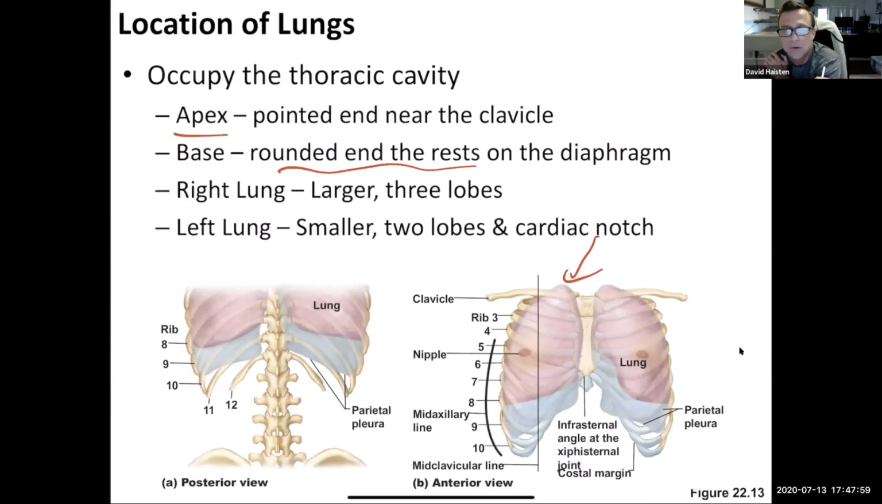So you have the pleural cavity and you have the parietal and visceral pleura. The parietal pleura is lined inside the thoracic cavity. It sticks to the inside thoracic cavity walls. The visceral pleura is fused on the outside of the lungs.